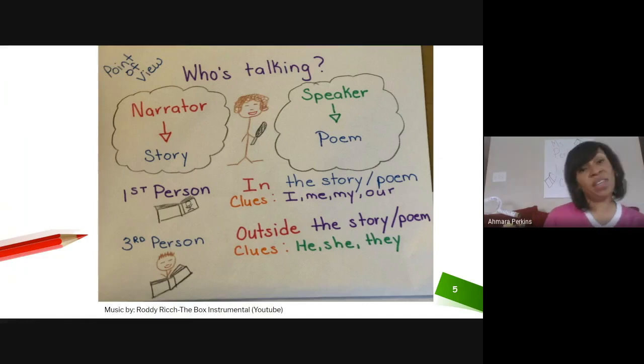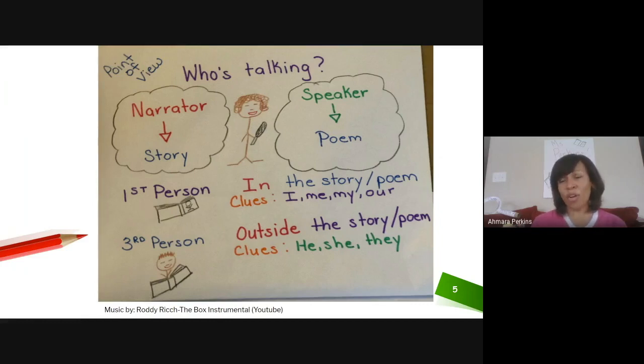All right, so let's go over this one more time. So our big umbrella is point of view. And when you think of point of view, you think of who's talking. Is it the narrator in a story or a speaker in a poem? Is this written in first person point of view? Meaning that it's coming from the character inside the text, whether it's a story or a poem, and they're really selfish because they're talking about themselves and it's about them and their feelings and their thoughts and beliefs. And they're using clue words, pronouns, I, me, my, our, we.